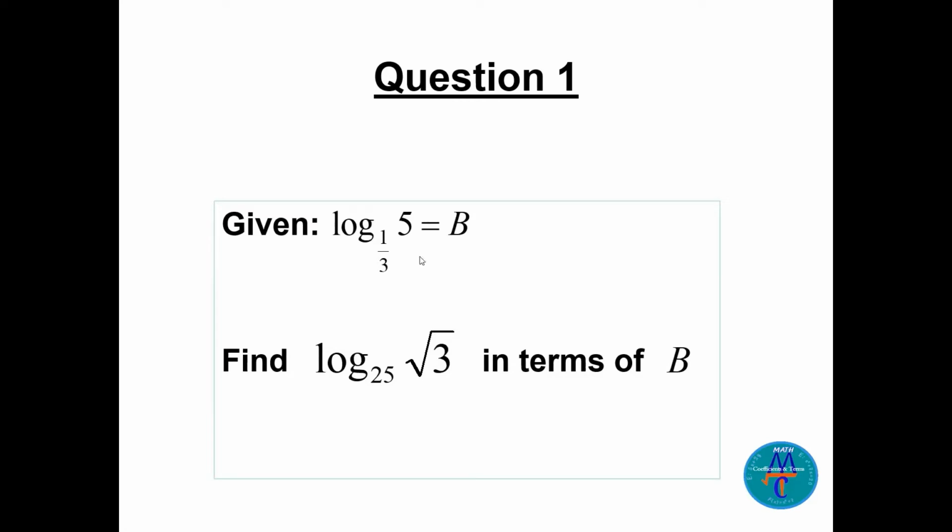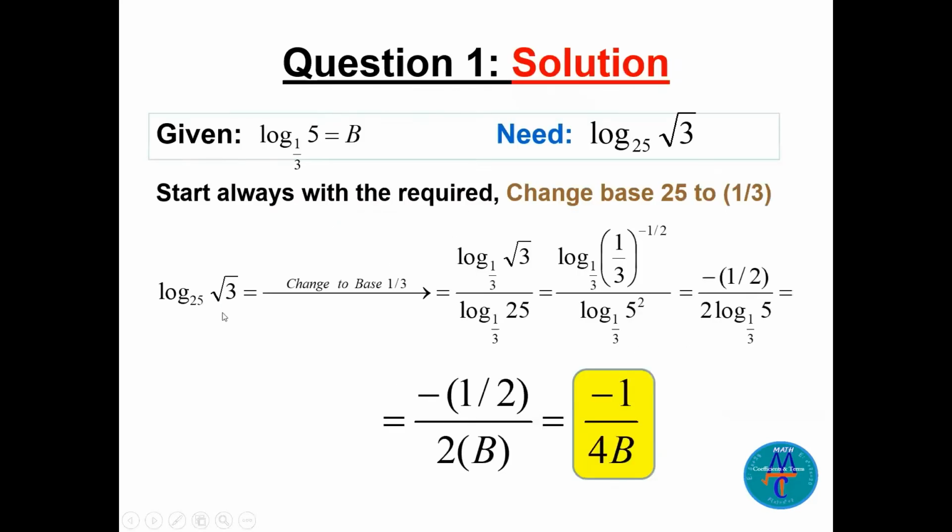So in these questions, we start with the required, and we change the base from 25 to base 1/3 because in the given, we can use the base 1/3. So we start log base 25 of square root of 3 is equal to log base 1/3 of square root of 3 divided by log base 1/3 of 25.